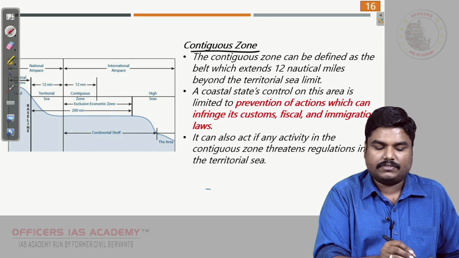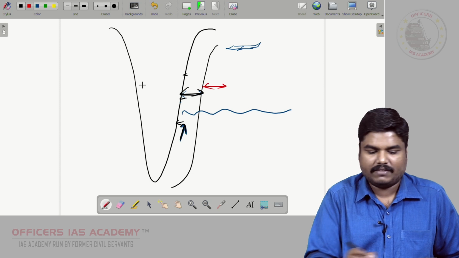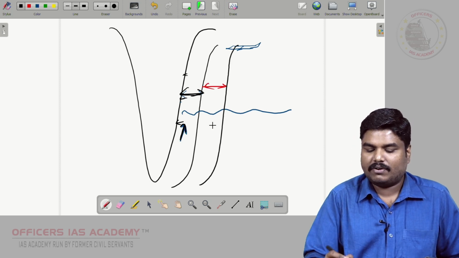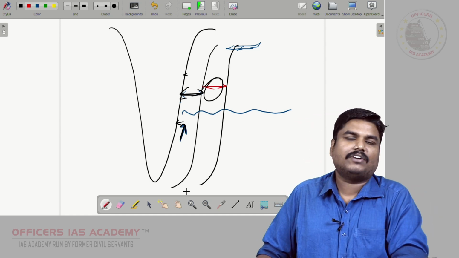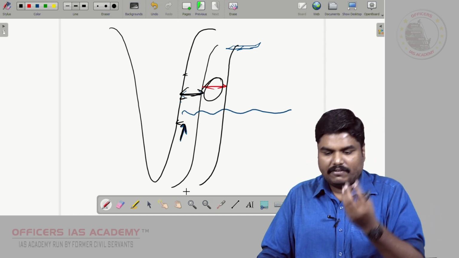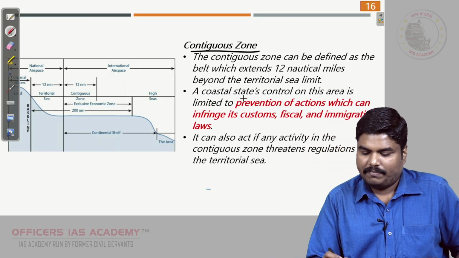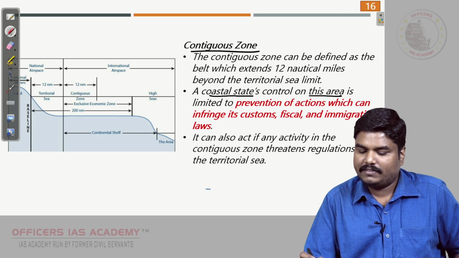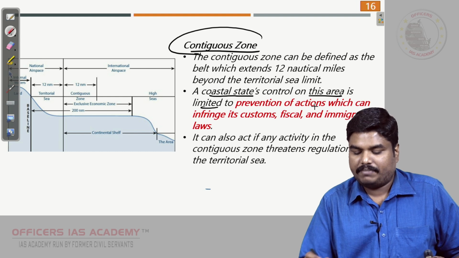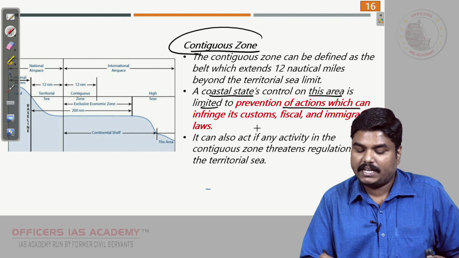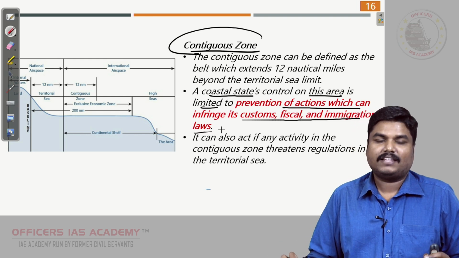Then the contiguous zone. So, what is the contiguous zone? The next 12 nautical miles from the territorial waters is called the contiguous zone. In the contiguous zone, we don't have any sovereign rights. We have very limited enforcing power. The coastal state's control in this area is limited to prevention of actions which can infringe its customs, fiscal and immigration laws. That is very simple.